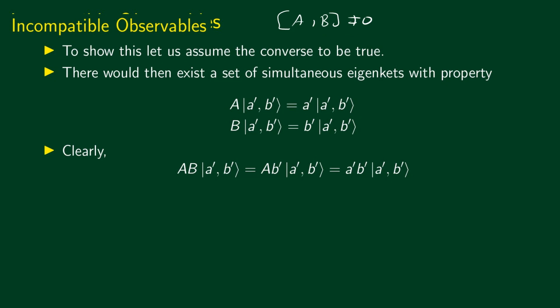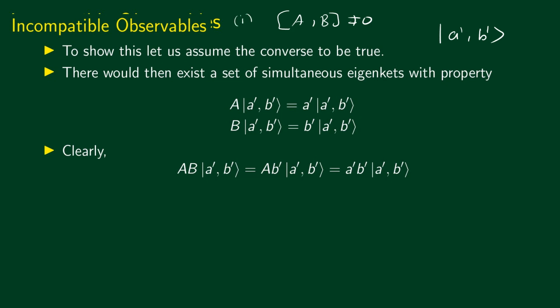So let's go along with this assumption and label these common eigenkets by eigenvalues of observable A and eigenvalues of observable B. We'll label the common eigenkets as ket A prime B prime, in such a way that A acting on ket A prime B prime is A prime multiplied by ket A prime B prime, and B acting on ket A prime B prime is equal to B prime multiplied by ket A prime B prime. So I hope it's clear what we are doing.